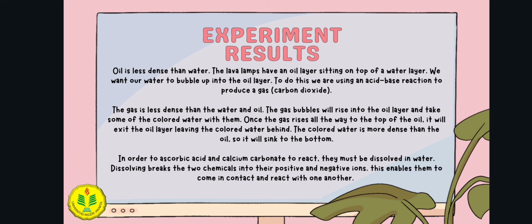Experiment results. Oil is less dense than water. The lava lamps have an oil layer sitting on top of a water layer. We want our water to bubble up into the oil layer. To do this, we are using an acid-base reaction to produce a gas, carbon dioxide. The gas is less dense than the water and oil.